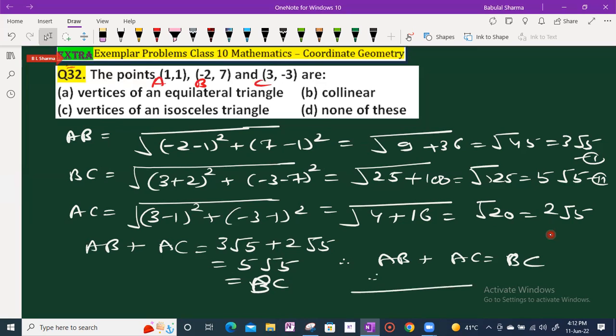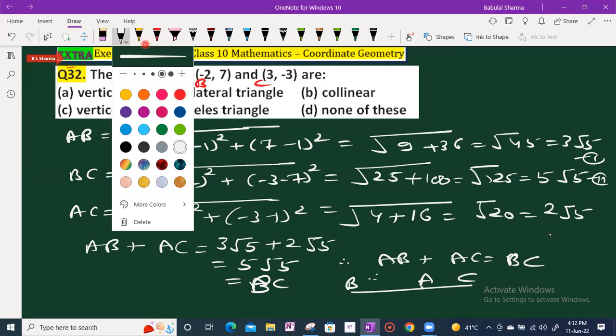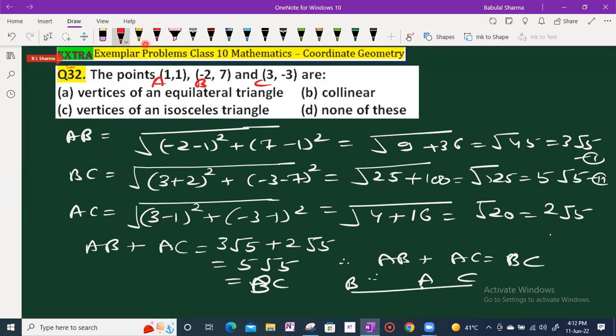This point is B, this point is C, and this point is A here. AB plus AC is equal to BC. So the answer is, because the sum of the two smaller sides is equal to the larger side, the points will be collinear.